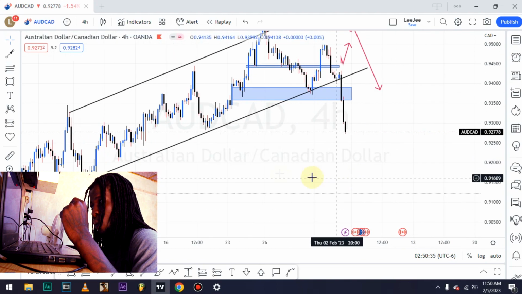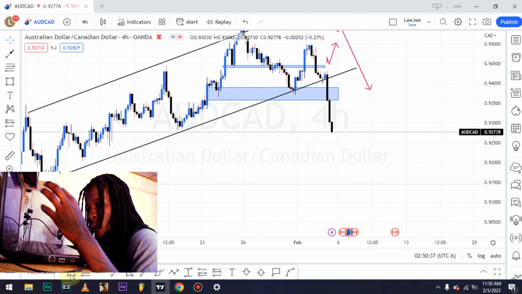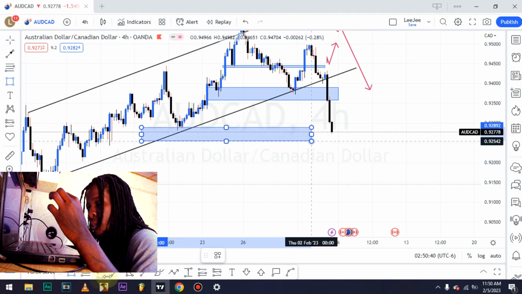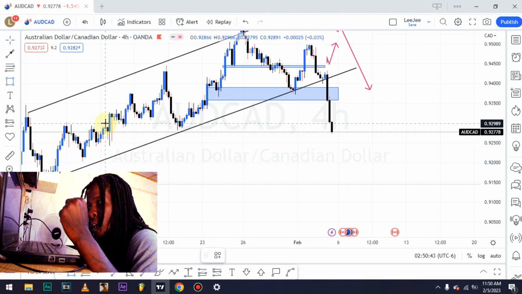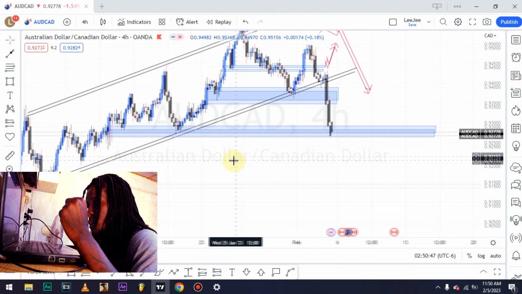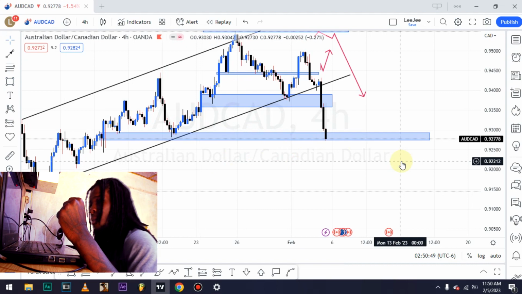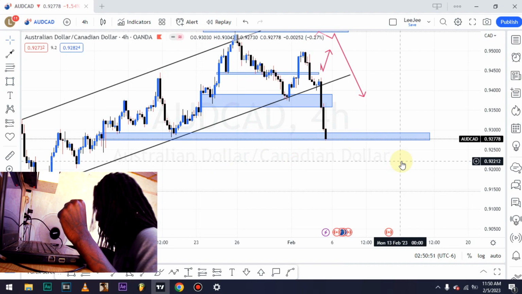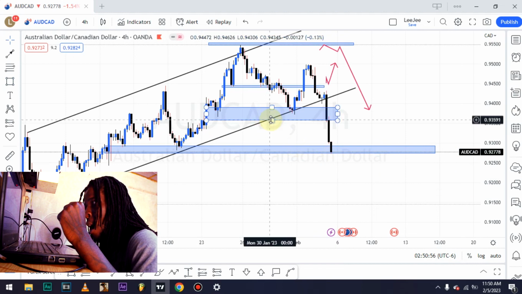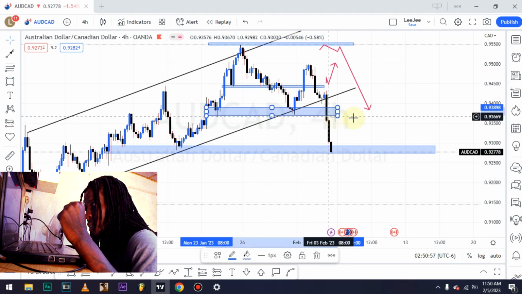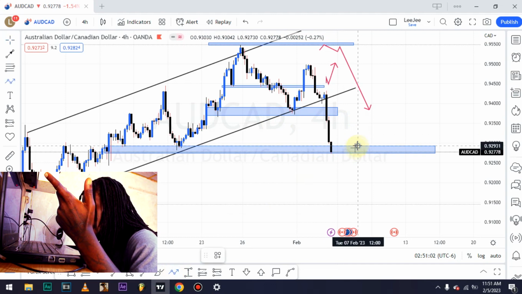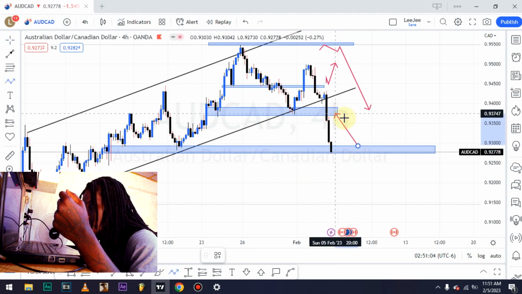Right. So AUD/CAD, there was a break below the previous support. And now price is on a support right now. So I'm just anticipating that price will go up to retest the previous, now resistance. Let's just anticipate that price will try to come back to retest this previous resistance.